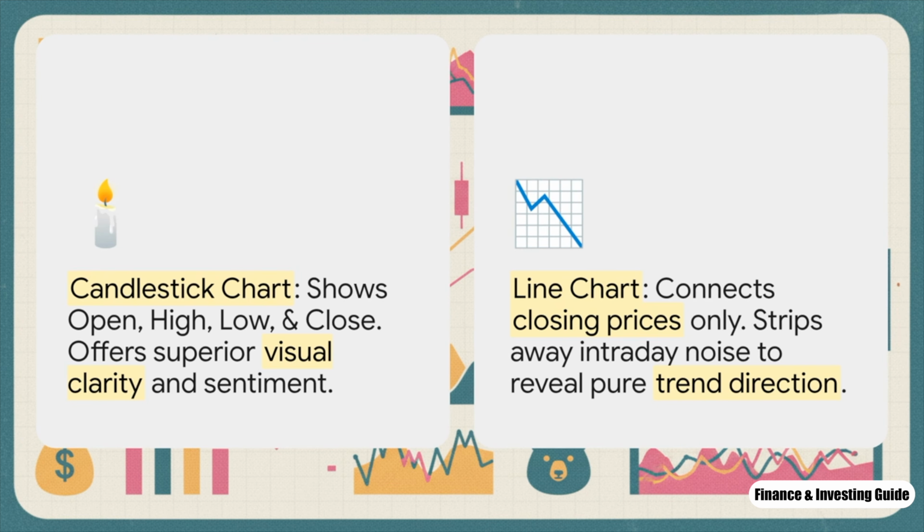Now, you've probably also seen a simple line chart, right? It's great for just seeing the big long-term trend. But the candlestick chart, that's where the drama is. It shows you the story inside the trend, all the volatility and that daily fight between the bulls and bears.